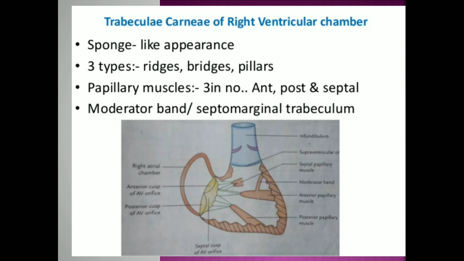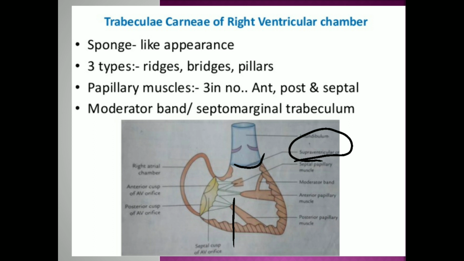So you can see in this figure, this is a cut section. This is the right ventricle. It consists of three parts: ridges, bridges, and papillary muscle. Let's look in detail at the first one, ridges. A ridge is a muscular elevation which separates the rough inflowing part from the smooth part. An example is the supraventricular crest.